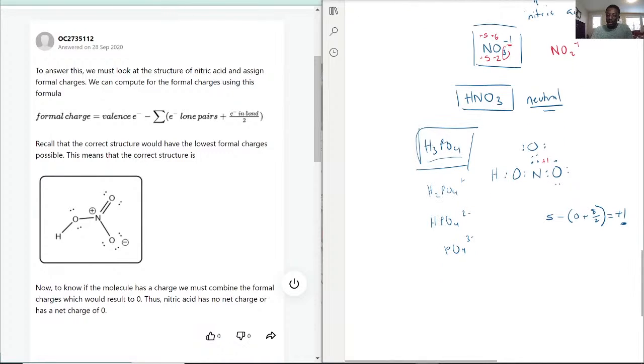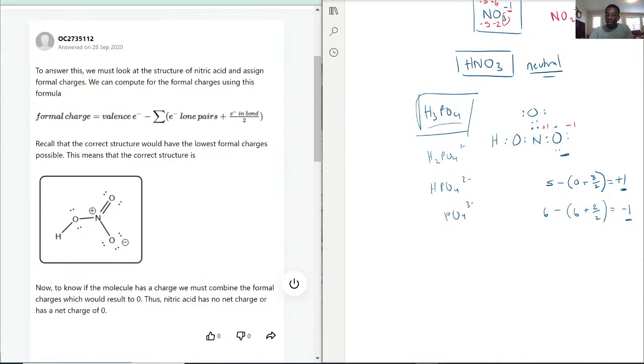And then the oxygen here to the right, it's going to be 6, because that's what oxygen likes to have in terms of valence electrons. It actually has 6 electrons by itself, plus it's sharing 1 with nitrogen. So that's where your -1 is. This is where your negative charge is held.